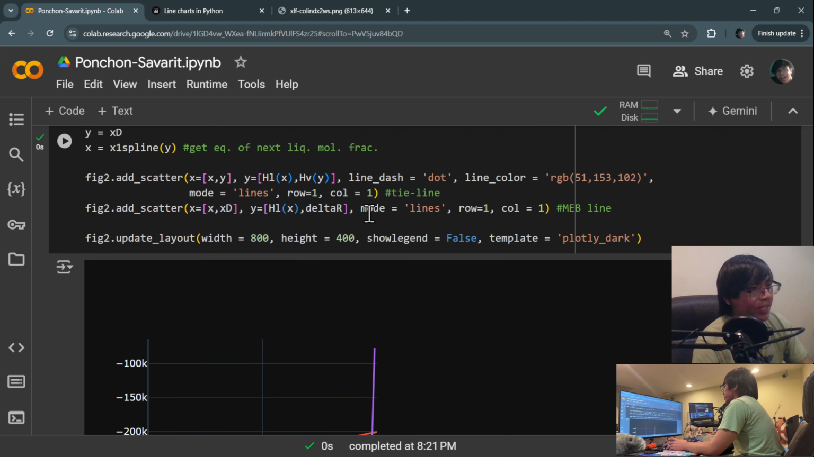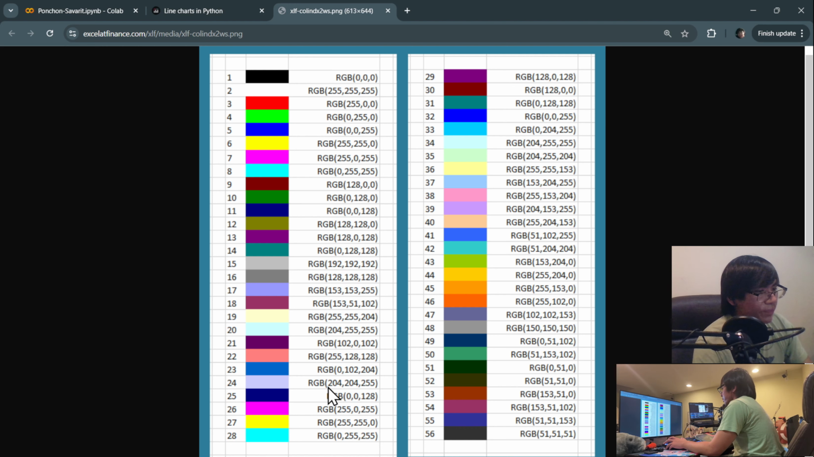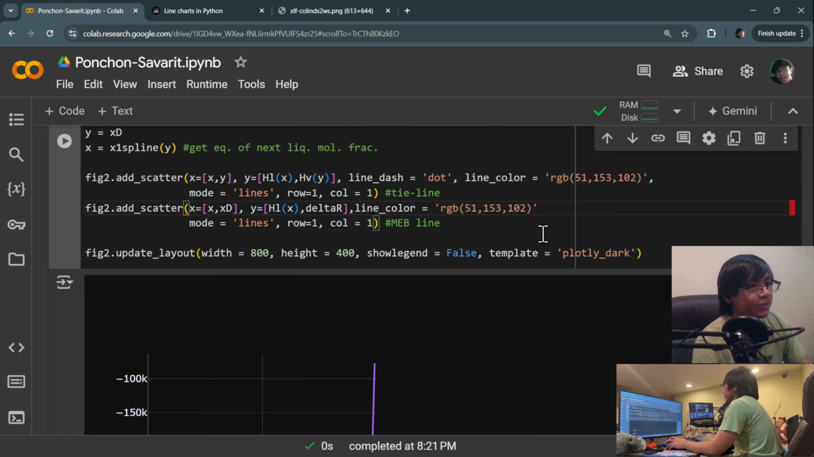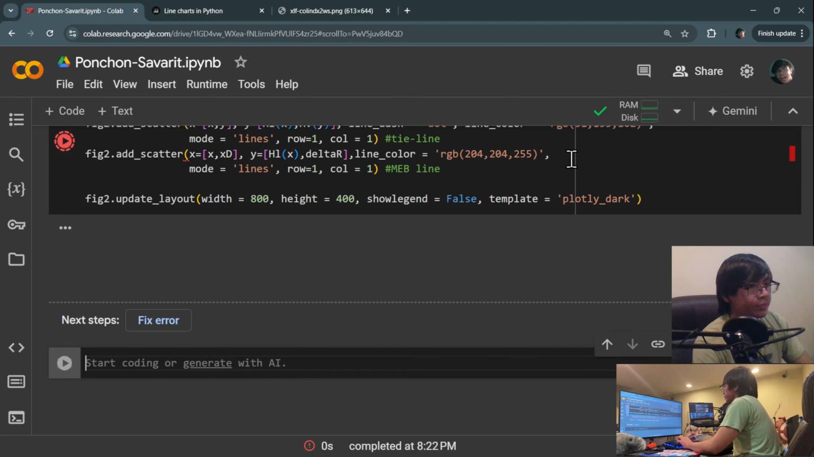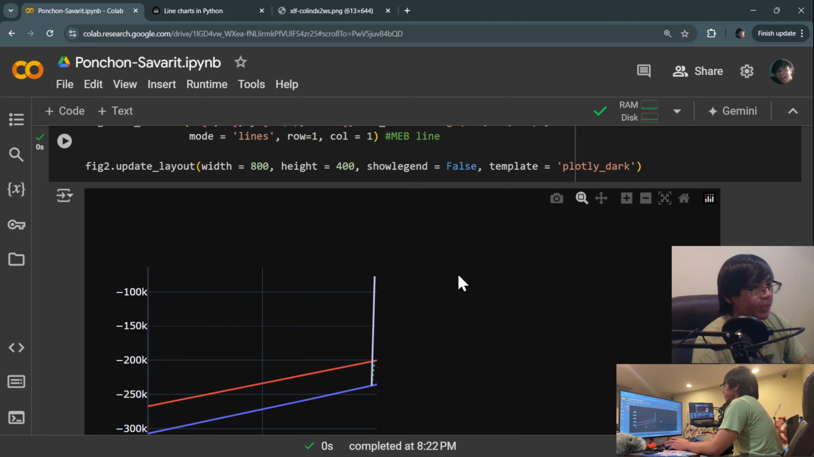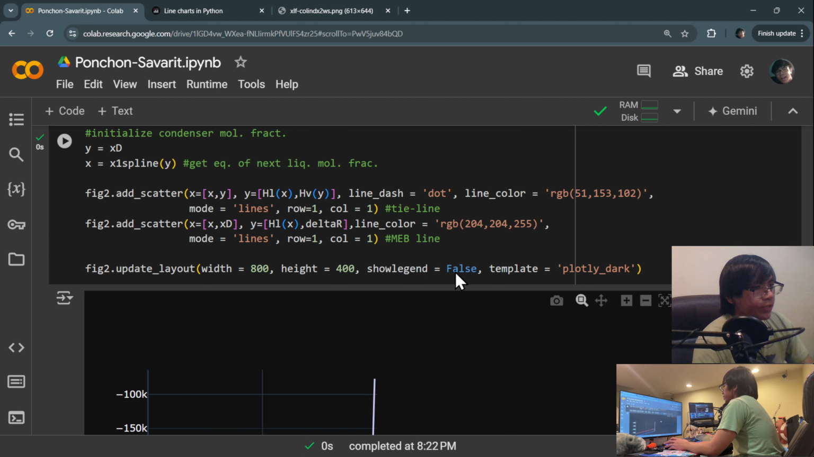Yeah, and let me change this color again too. So I'll go line color. I like this blue. I might have made it white the other time, but anyway. 204, 204, 255, comma. Yep. Not bad. Okay.